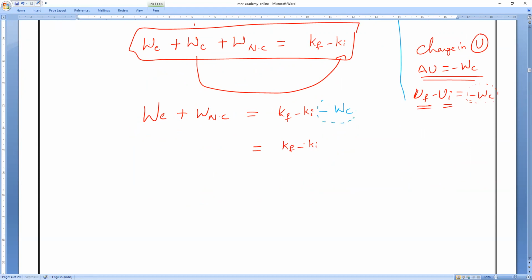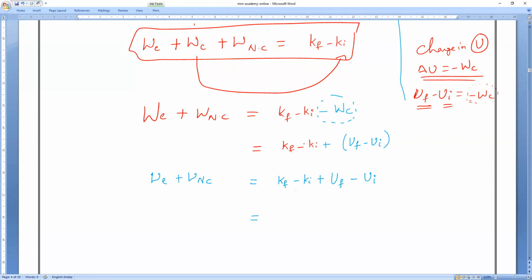So now I will write Kf minus Ki, final kinetic energy minus initial kinetic energy, plus the change in potential energy, final potential energy minus initial potential energy. Is it okay, guys? Now here I can do something. So work done by external force plus work done by non-conservative forces is equal to final kinetic energy minus initial kinetic energy plus final potential energy minus initial potential energy. Will you all agree with me?